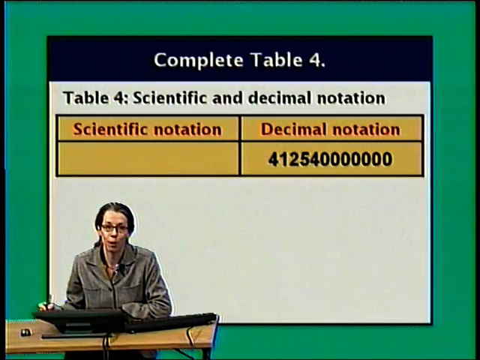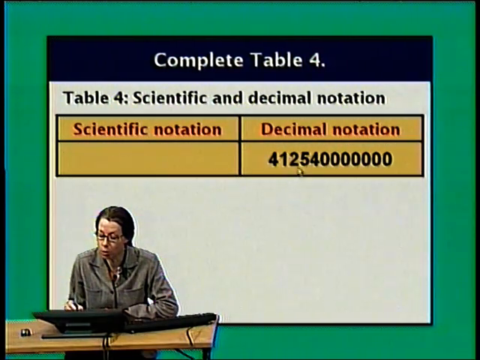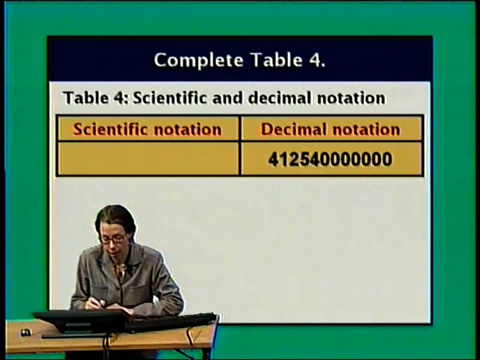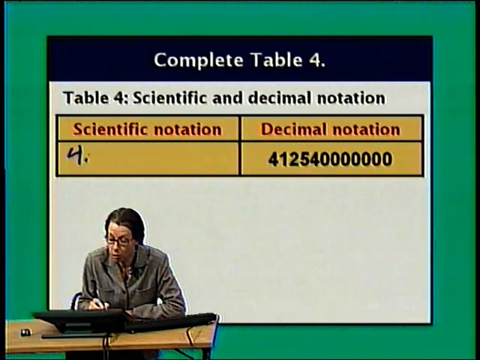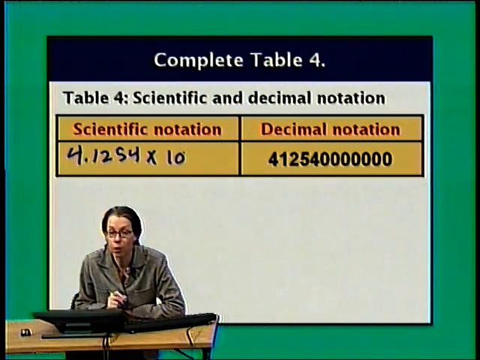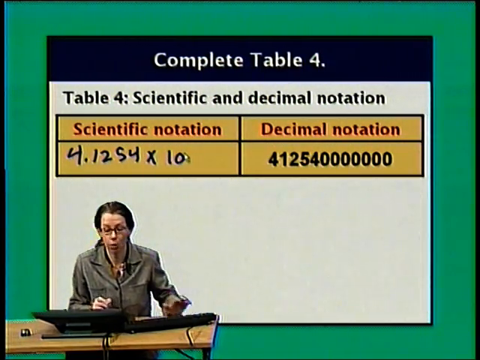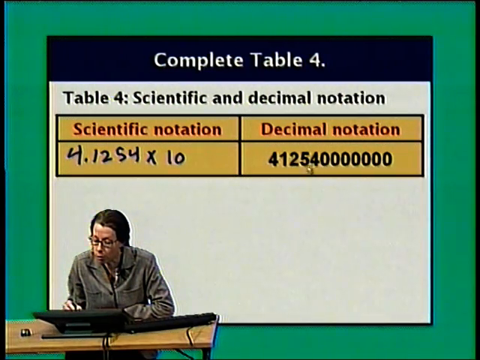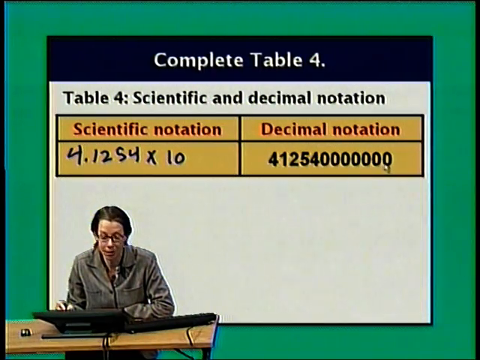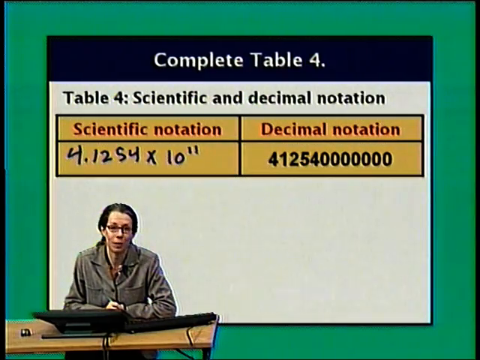Okay, we're starting with a very big number in decimal notation. We want to write it in scientific notation. Our mantissa in this case is going to have 1, 2, 3, 4, 5 digits. I'm going to put the decimal place between the 4 and the 1, 2, 5, 4. What power of 10 do I need to multiply it by to get the original number? Well, the decimal point's going to move 1, 2, 3, 4, 5, 6, 7, 8, 9, 10, 11 digits to the right. So my exponent on the power of 10 will be 11.